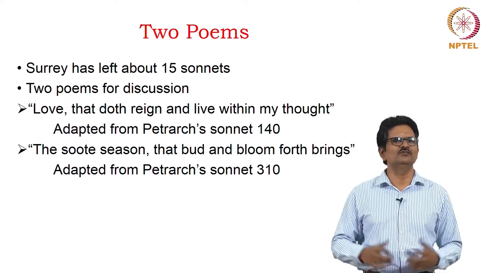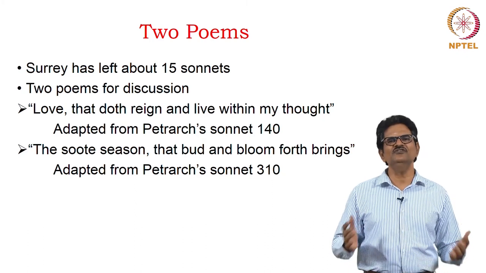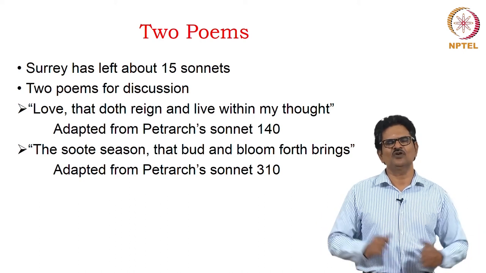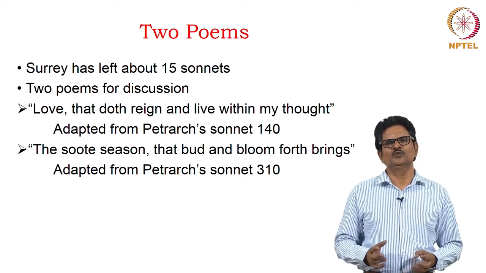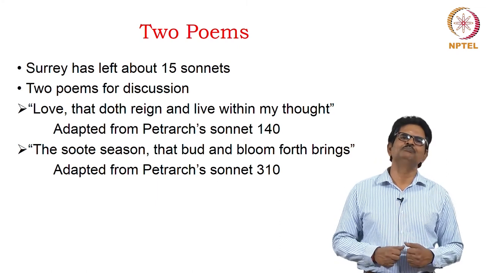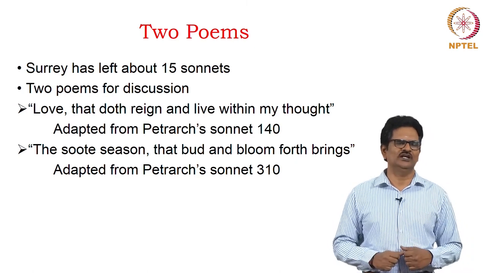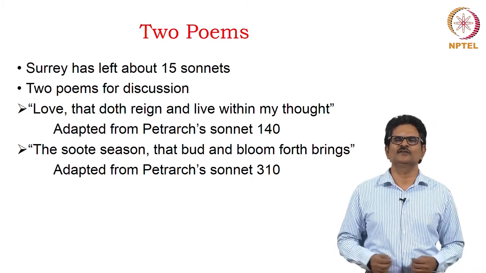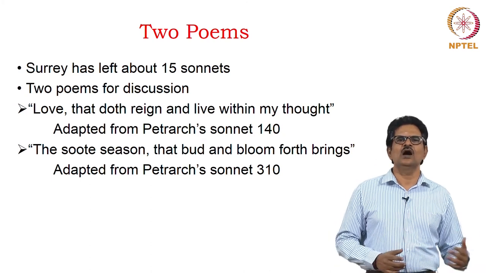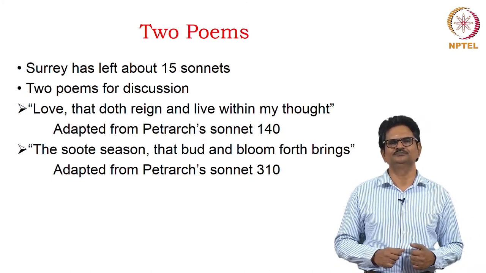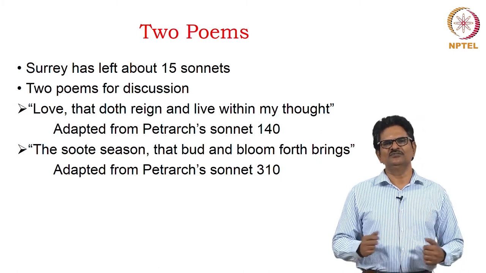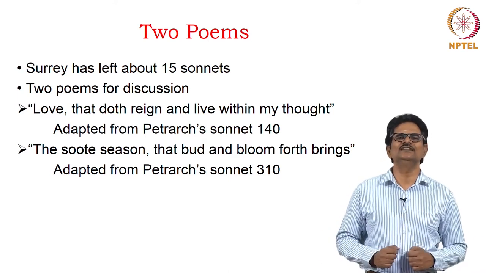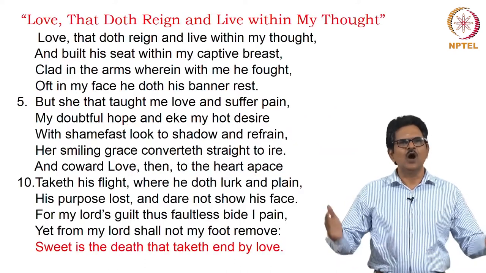For our purpose, we have chosen two poems out of the 15 poems or sonnets that Surrey has left. There are many other songs and some sonnets which are of doubtful authorship. So, we have two sonnets for our discussion. The first sonnet is adapted from Petrarch's sonnet number 140. It is called "Love that doth reign and live within my thought." And the second one is adapted from Petrarch's sonnet 310, which is known as "The Sweet Season, the Bud and Bloom Forth Brings." Now, let's get into the poem.